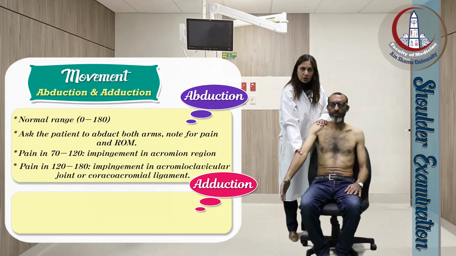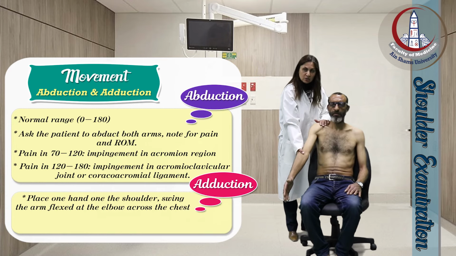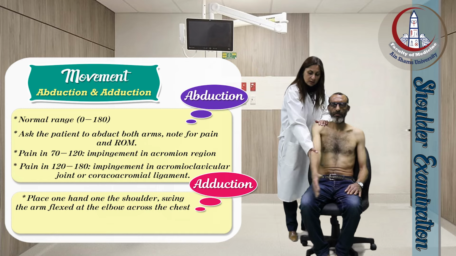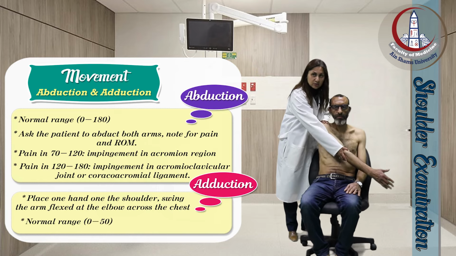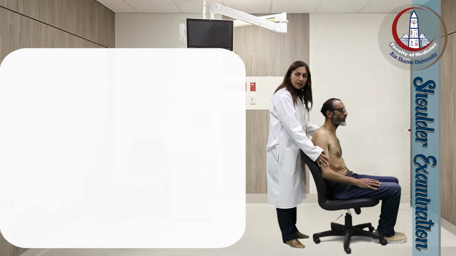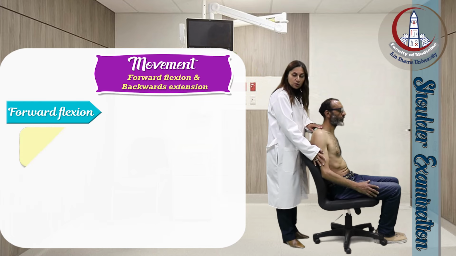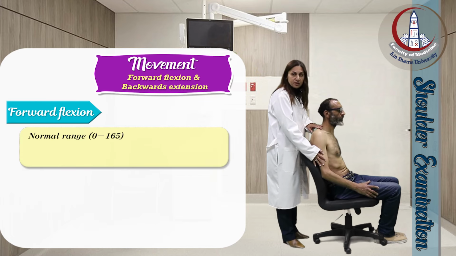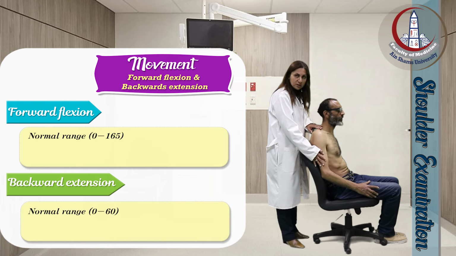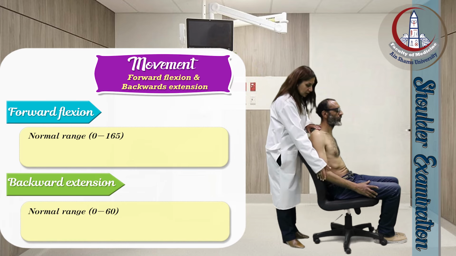Check for adduction, in which you place your hand over the shoulder and swing the arm across the chest. It's from 0 to 50 degrees. Now let's check for flexion and extension of the shoulder joint. The flexion will be from 0 to 165 and the extension will be from 0 to 60 degrees.